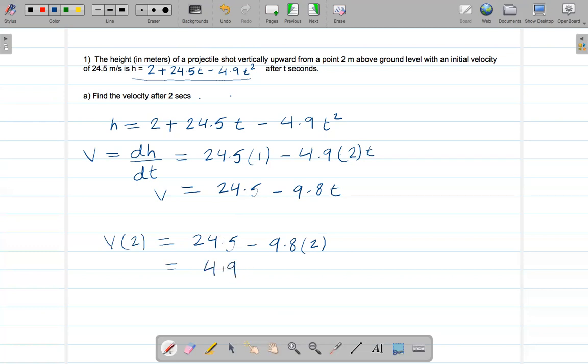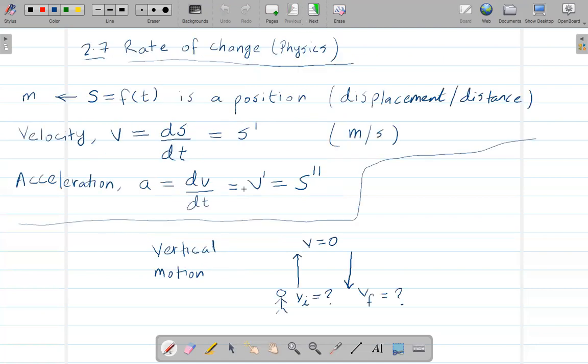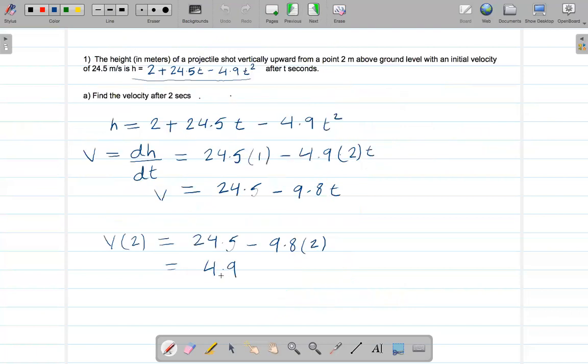4.9. And like I said here, when you found the velocity, that means the velocity should have a unit. So whatever number you get, you write that number and the unit. This means 4.9 meters per second. All right, so you have to write this in the exam. If you just write a number, it doesn't make sense. When you write this, it will show that you're talking about velocity. Meters per second means it's a velocity.